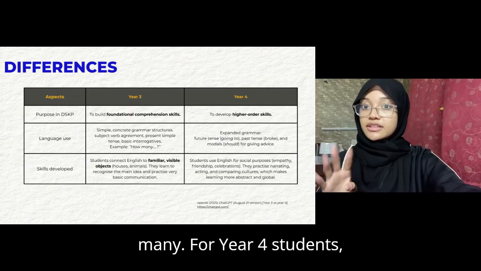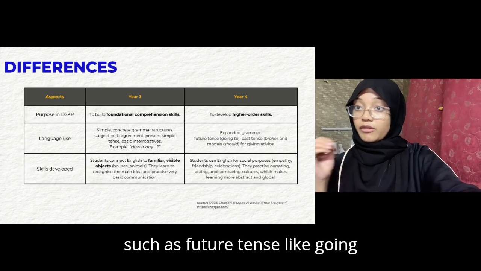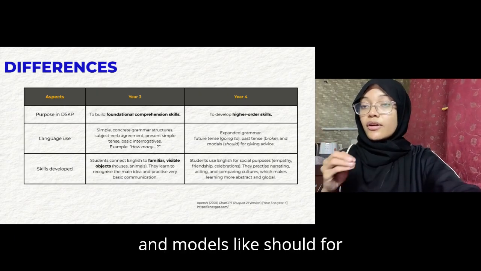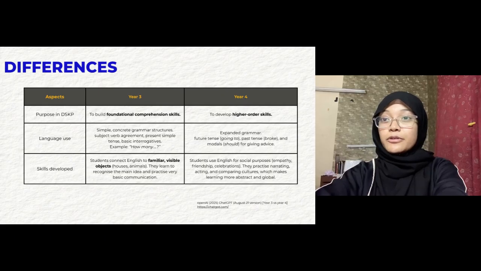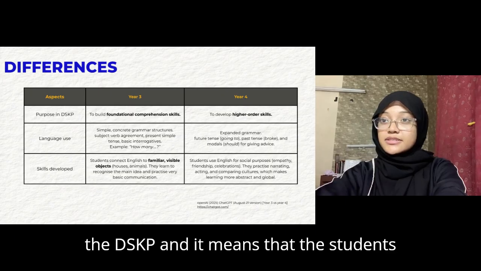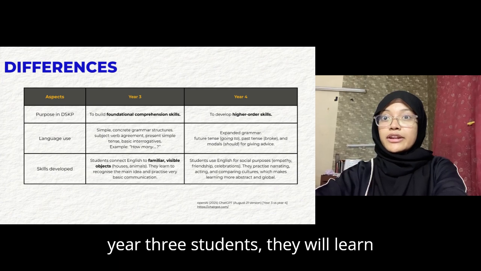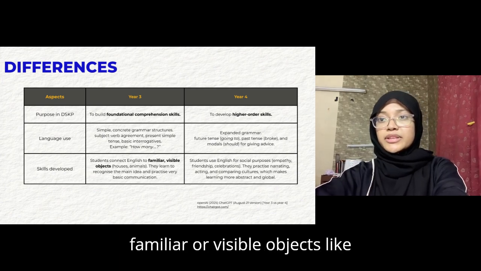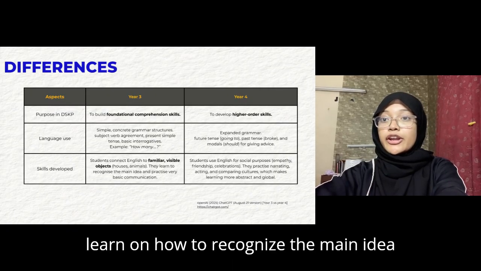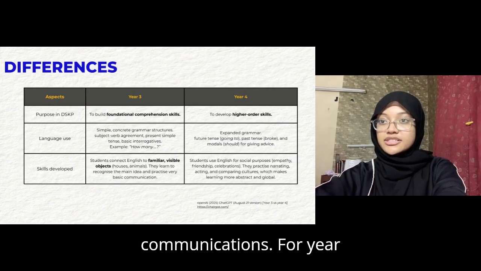For Year 4 students, they will learn expanded grammar, such as future tense, like going to, past tense, like broke, and modals, like should, for giving advice. They are using a textbook which links to the DSKP, and it means that the students will develop new skills. For Year 3 students, they will learn how to connect English to familiar or visible objects like houses or animals. They will learn how to recognize the main idea and practice very basic communication.